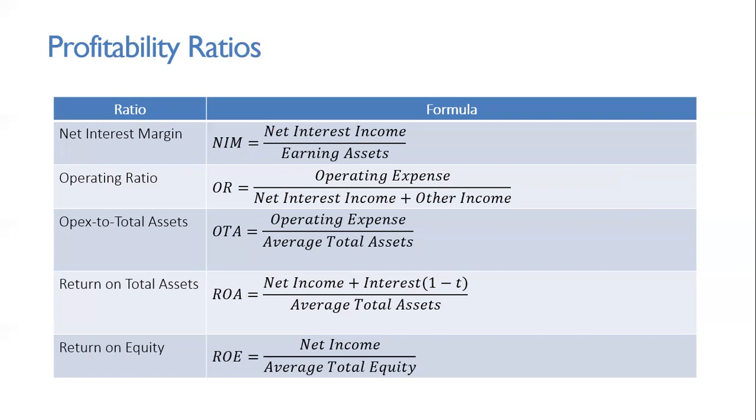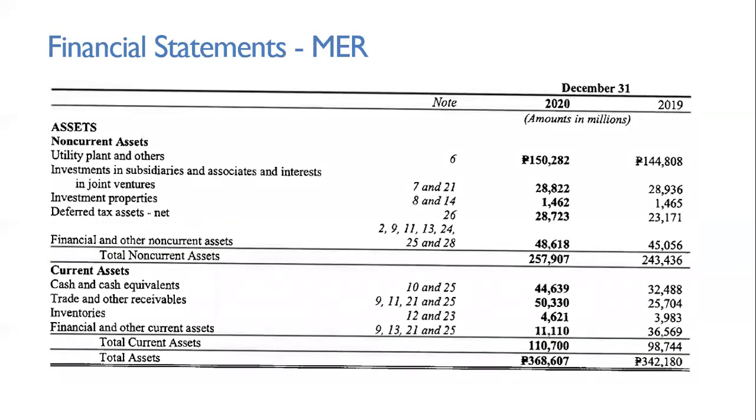That's all for banks. Let's go to electric utilities. For utilities, if you look at the financial statements of Meralco, what is one thing that you will see here that is out of the ordinary? First is that you will see that their assets, non-current assets and current assets, baliktad yung order. Nauna yung non-current assets versus current assets.